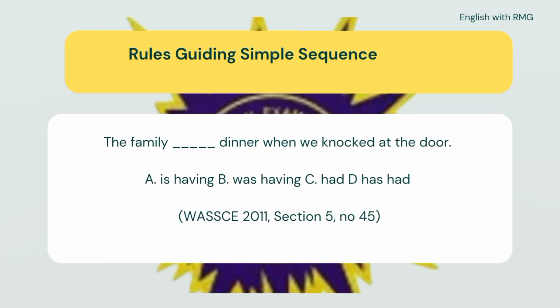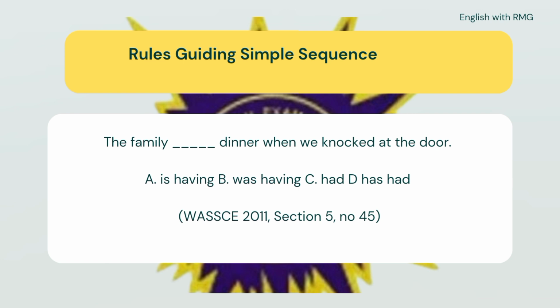So let's consider this example from a past question. WAEC 2011, section 5, number 45. So we have: the family dash dinner when we knocked at the door. So dinner was an ongoing action in the past. So what is going to be our answer? A, is it the family is having dinner? Or B, was having dinner? C, had dinner? D, has had dinner. So what is going to be your answer here?